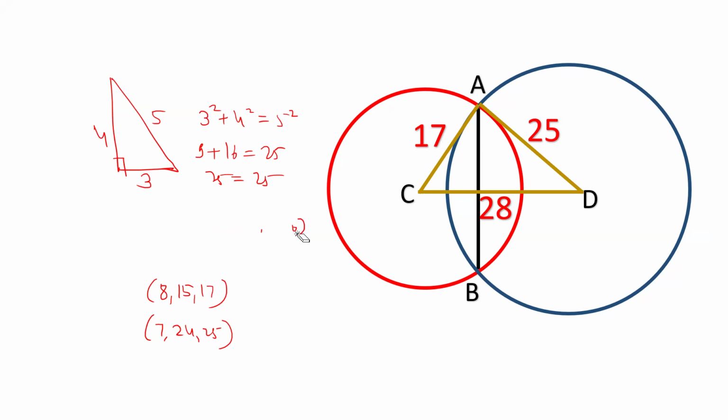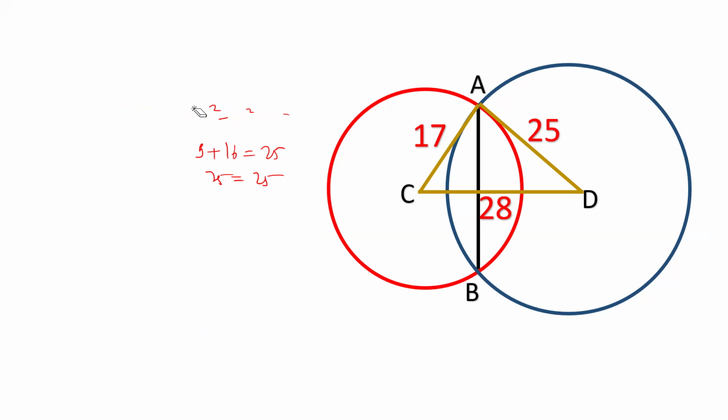Now let's solve this question using this knowledge of Pythagoras triplets. We can easily prove that this angle is 90 degrees using congruence. This line CD is perpendicular to AB. The line joining the centers of the circles is always perpendicular to the common chord. So CD is perpendicular to AB. Let's say this point is M, so AMC is a right angle triangle.